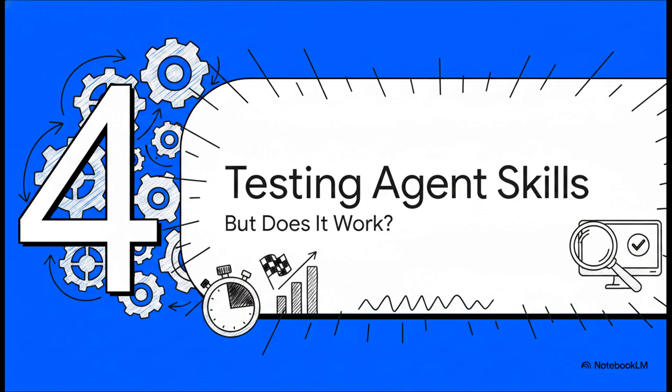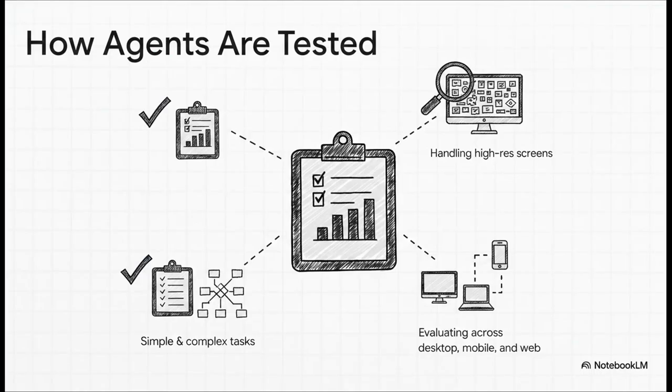All right, so we've built this cool AI agent, but the million-dollar question is, does it actually work? I mean, how do you even test something like this to see if it's any good? Well, the testing is no joke. Researchers basically throw these agents into a bunch of digital obstacle courses using standardized benchmarks. They're asking, can it do the easy stuff, like find a piece of information? How about the really complex, multi-step things? And they specifically test how it handles tricky situations like high-resolution screens with tiny little icons and text, stuff that's easy for us but has been a total nightmare for AI in the past.